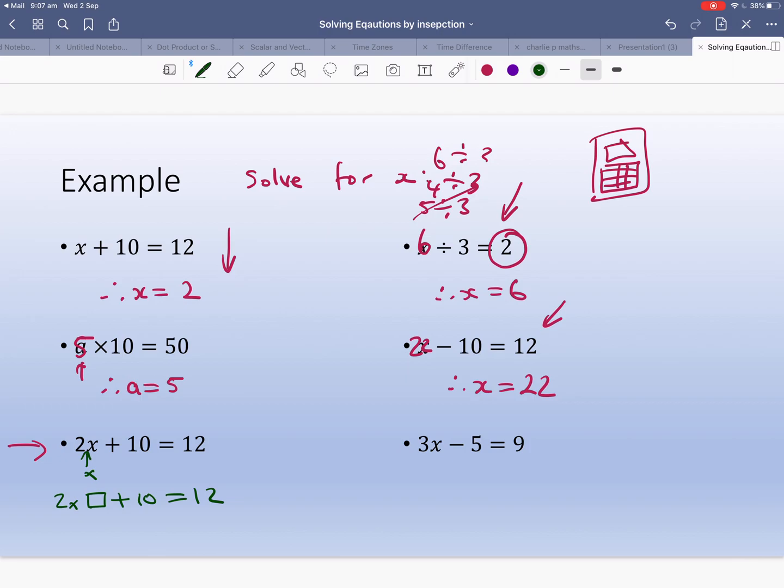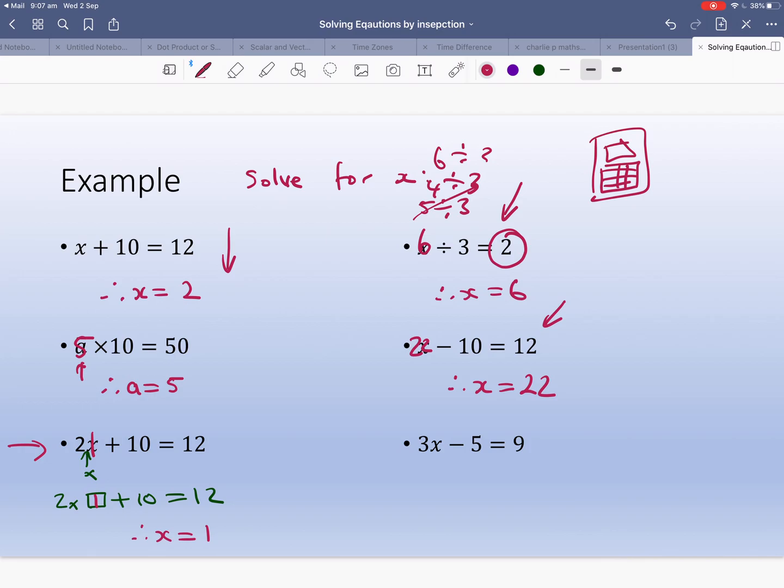Plus 10 equals 12. Well, 2 plus 10 equals 12, so I need the 2 to stay a 2. So I'm going to put a 1 there. 2 times 1, and that's in place of the 2x. So therefore, x equals 1. Okay, so x can equal any number.